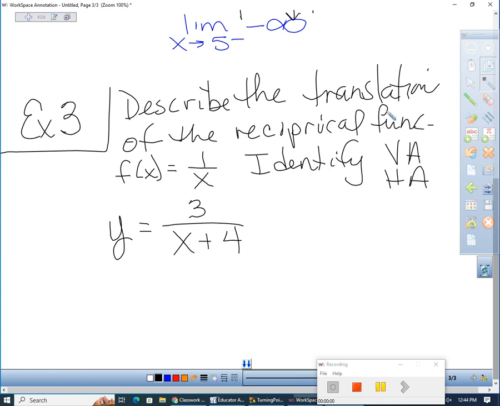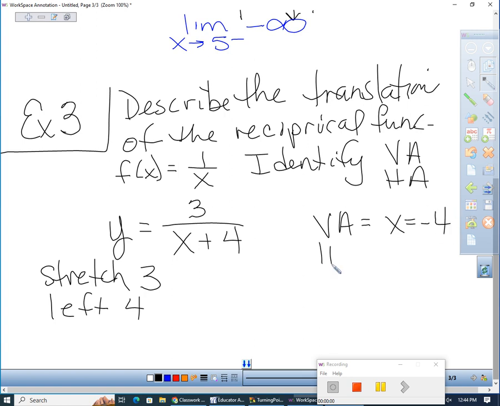All right, so first let's talk about the translation. Well, that's what the parent function was. So that means that this 3 is a stretch of 3, right? Stretch 3. And on the bottom, we have x plus 4, which means we're going to the left 4. We have a vertical asymptote at x equals -4. And we have a horizontal asymptote at y equals 0.